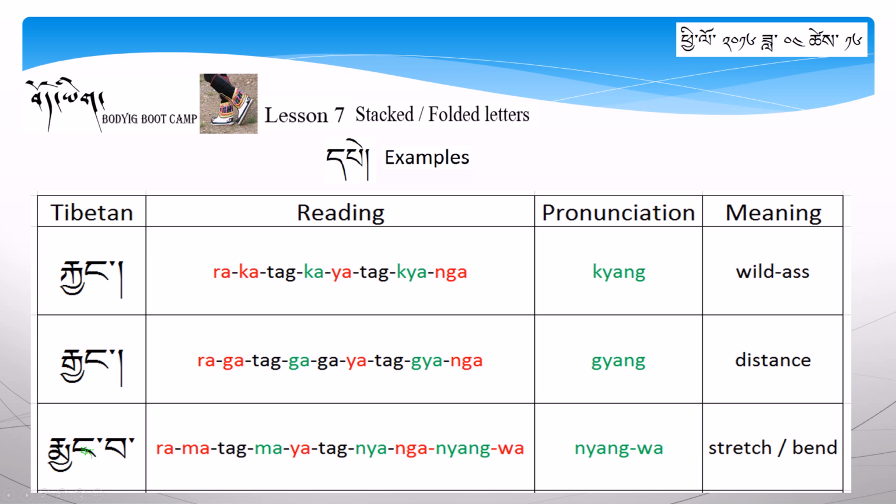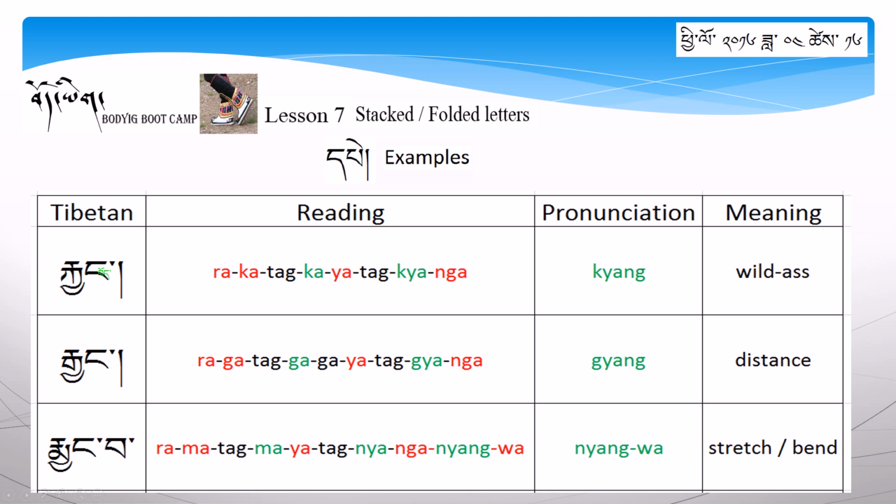Same thing here. So we have ra, ma, ya, nga, and wa, right? So ra, mata, ma, yata, nya, nga, nyang, wa, nyangwa. Nyangwa meaning stretch or bend. So that's how you would read it.